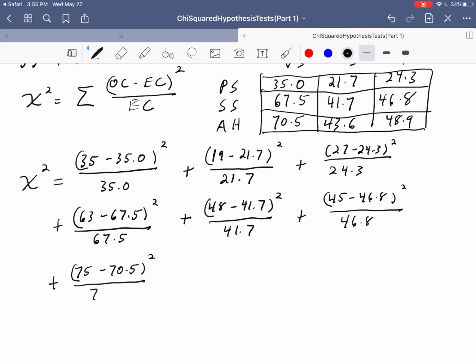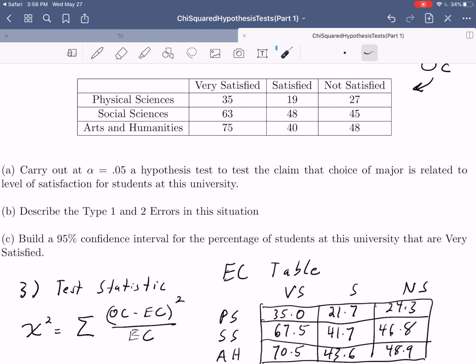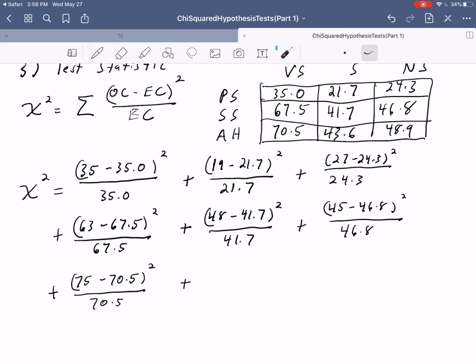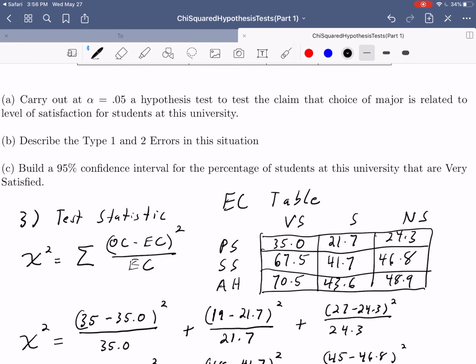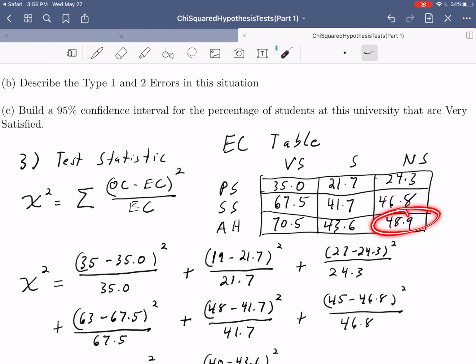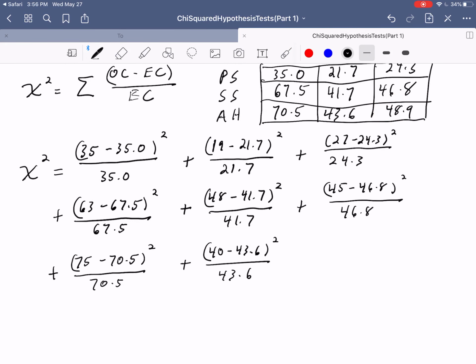squared divided by 70.5 plus we observed 40 against an expectation of 43.6. So 40 minus 43.6 squared over 43.6. And then finally, we observed 48 against an expectation of 48.9. So 48 minus 48.9 squared over 48.9.